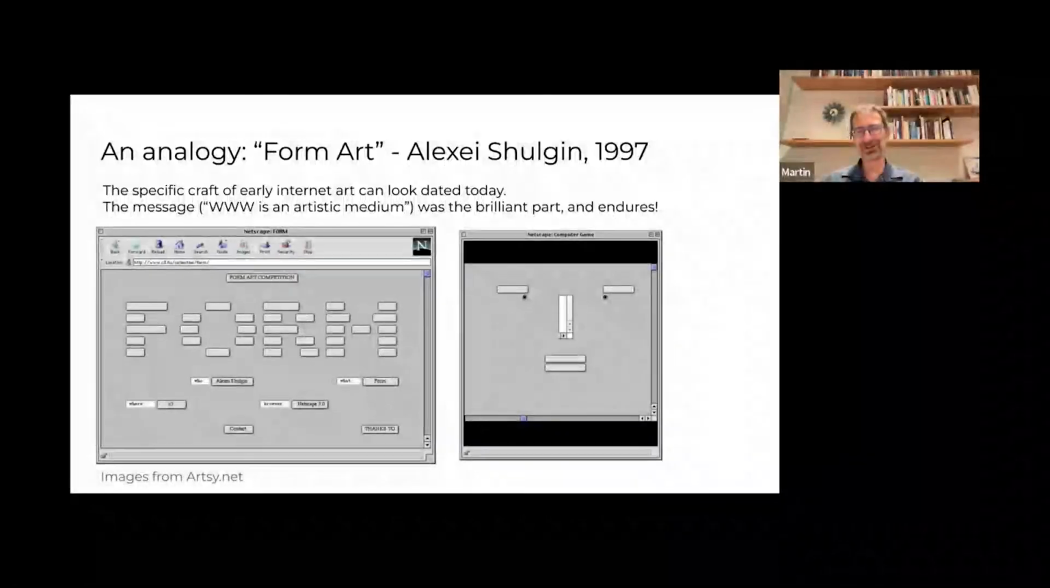And in some sense, this looks dated now, partly because of the Netscape frames. But there's another reason as well, is we no longer use form elements to draw pictures, interesting though it is. But what is not dated is the message here, which is that the web was an artistic medium. That is a brilliant message, and it was very, very controversial at the time. So keep this analogy in mind. Okay, let's talk about some NFTs a little bit.